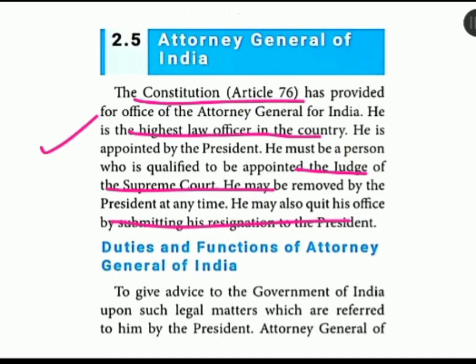So what are the duties and functions of the Attorney General of India? The first function: he has the power to give advice to the government of India upon such legal matters as are referred to him by the President. So he has the power to give advice to the government of India.